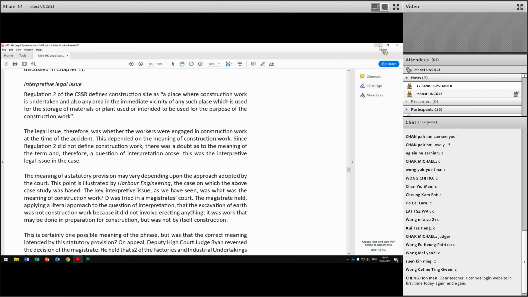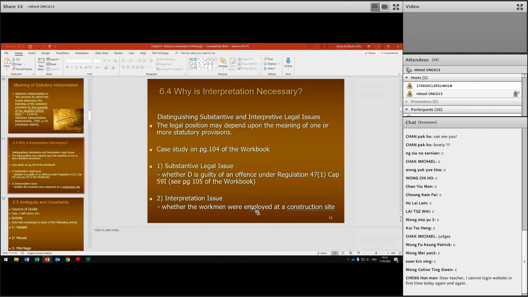So that is the mechanism. Whether the defendant will be found guilty depends on the meaning of construction site. The meaning of construction site depends on the meaning of construction work. If the workers were not doing any construction work, the site will not be regarded as a construction site, and the defendant will be found not guilty. The substantive legal issue is whether the defendant is guilty of an offense under the regulation. The interpretation issue is whether the workmen were employed at a construction site.